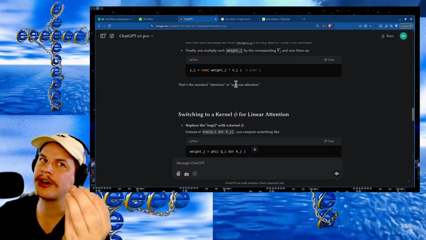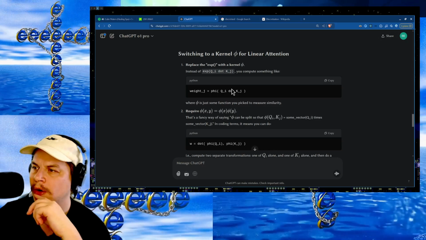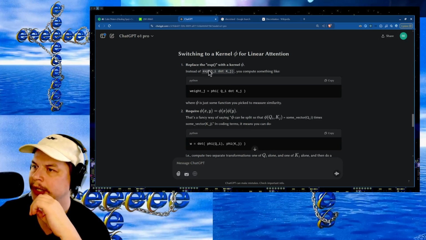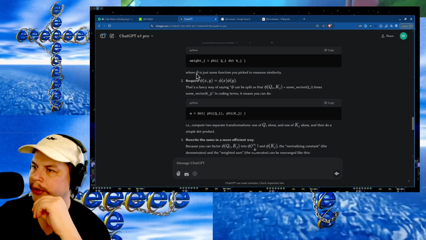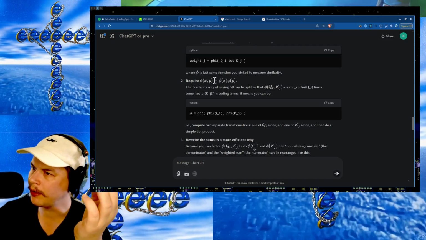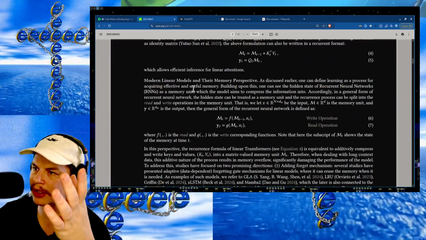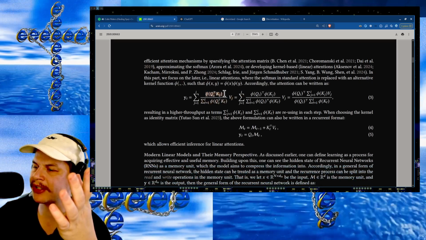This is not efficient enough at all for our big old giant context windows. So switching to a kernel for linear attention, replacing the expression with a kernel. Instead of this, you could compute something like this, phi. Now, this is just some function you pick to measure similarity. Okay, great. So when we're seeing this originally up here, it's saying, hey, give me how similar these things are.